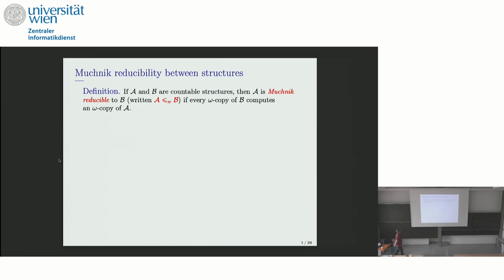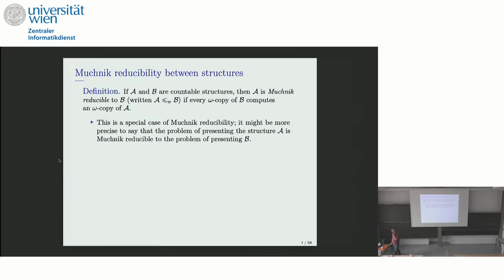So first of all, Muchnik reducibility between structures. If I have countable structures A and B, then A is Muchnik reducible to B if every omega copy of B, that is a presentation of B with universe omega and whatever functions and relations coded on over that universe, computes an omega copy of A. Given an omega copy of B as an oracle, you can compute an omega copy of A.